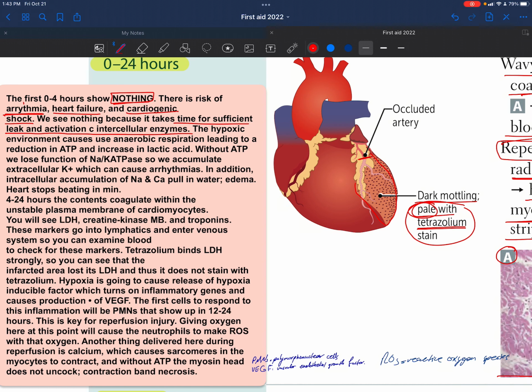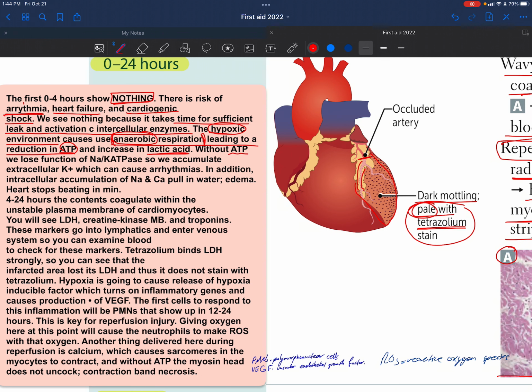But what happens is because now this area is infarcted, it doesn't get blood, as we can see here, it doesn't get blood in the vessels, so it's a state of hypoxia. So the hypoxic environment causes anaerobic respiration, leading to a reduction in the ATP and an increase in lactic acid. We know that under anaerobic conditions.